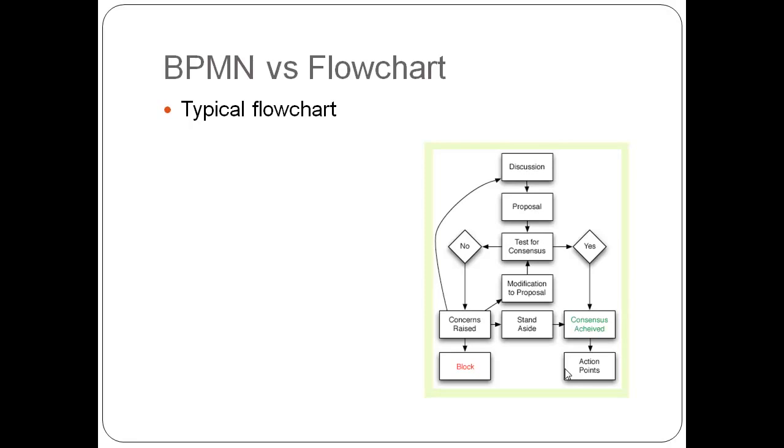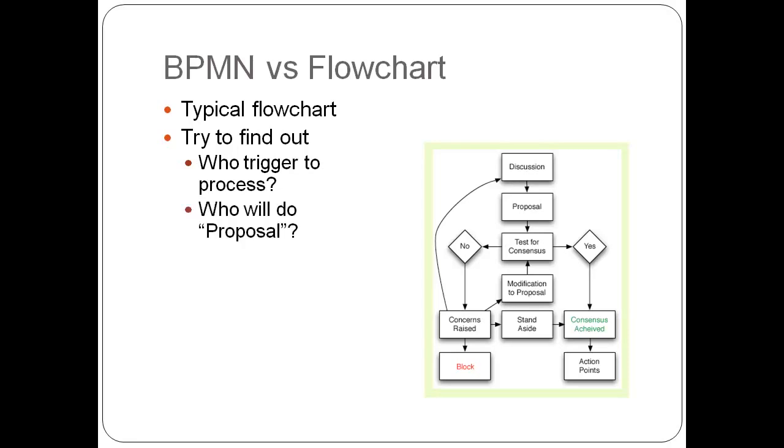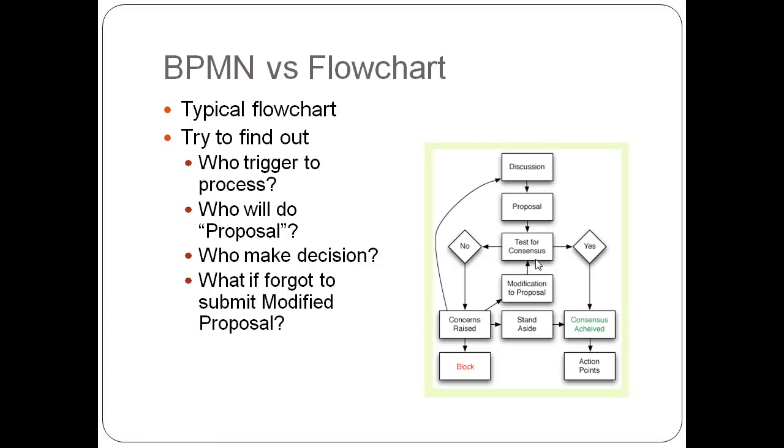And by looking at this flowchart, can you answer the following questions? Who triggered the process? It seems there's no mention. And who will do the proposal? Who does the task? Seems not very well informed. And who made the decision? Test for consent. Who tests? The product manager, the staff, the engineer, or who? And what if they forgot to submit the modified proposal?